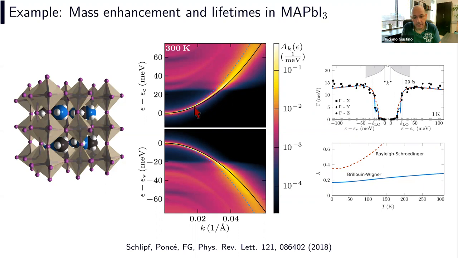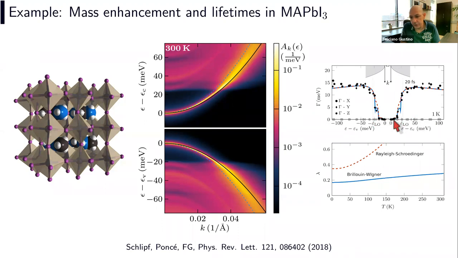So this yellow line, up to a certain energy. And at some point, everything becomes very, very broad, okay? You almost lose the notion of a sharp band or a band structure. So this can be quantified by looking at the width of this spectrum. So this is the broadening of the quasi-particle, and it's plotted here as a function of energy.